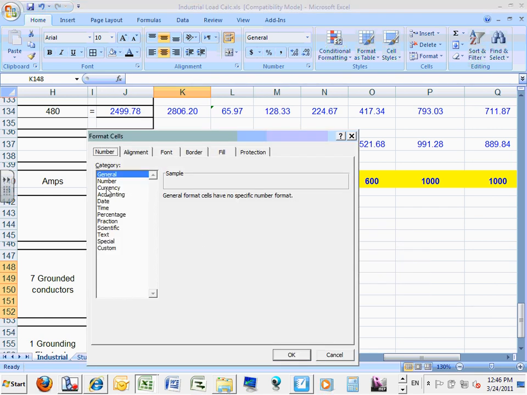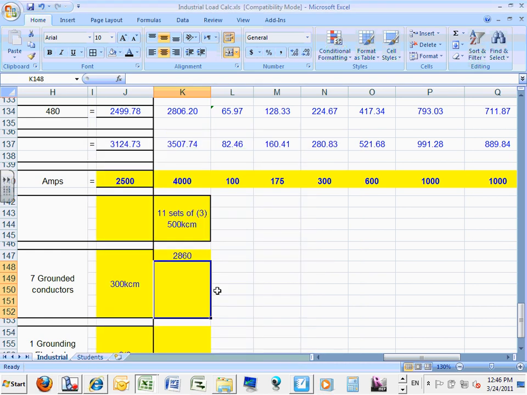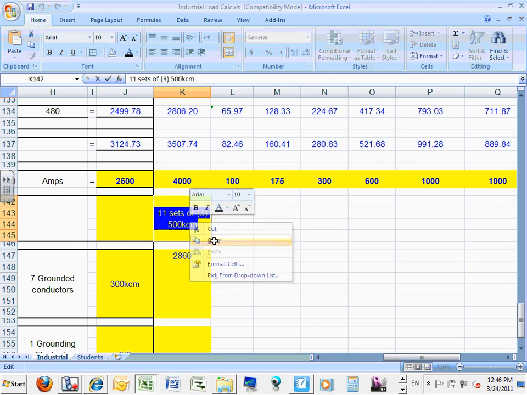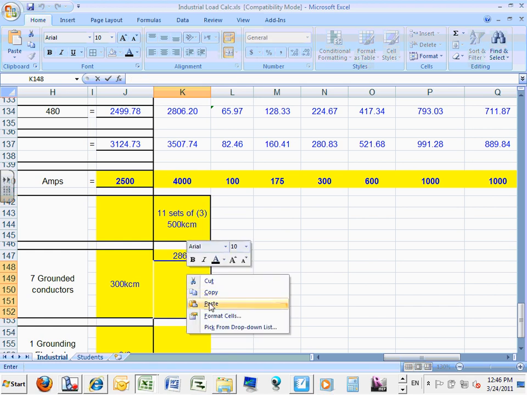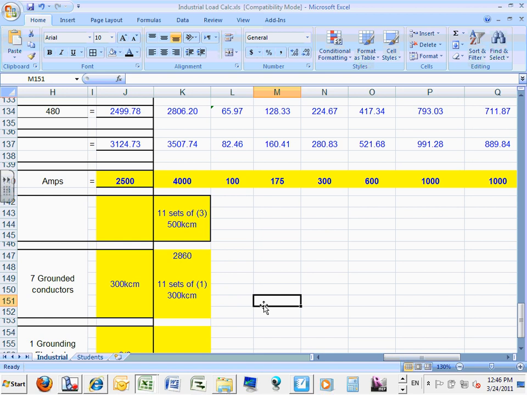So I'm going to go merge these. Format cells. You guys know how to merge cells? Align, merge cells. I merge these cells. Then I'm going to copy the language here, just to get the language. Paste this language here. And how many sets? I have to use 11 sets of how many conductors? One conductor. What was the size, Spencer? 300, sir. Thank you. Done. Here's the size of my switchgear: 11 sets of 500 and 11 sets of 300 kcmil.